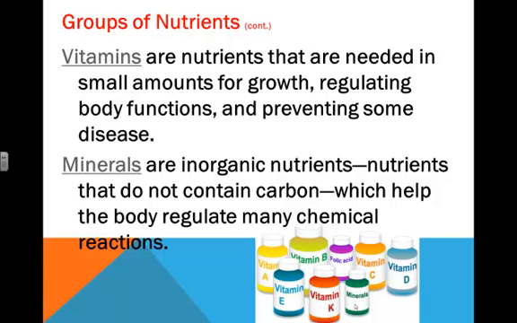Now, minerals are inorganic nutrients. They don't contain carbon. Carbon is an organic substance. Inorganic substances do not contain carbon. And the purpose of minerals is to regulate many of the chemical reactions. So they're helping in the area of, like, the proteins that are catalysts.